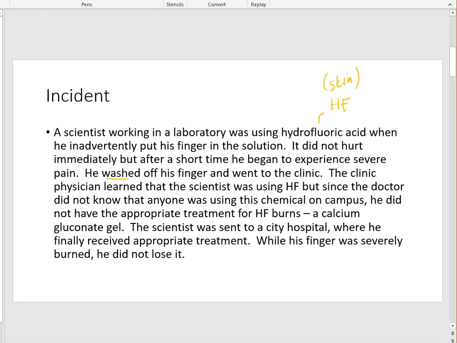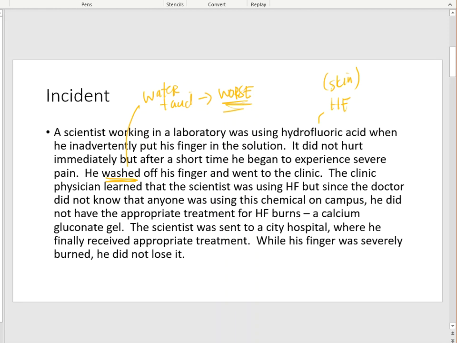Okay, now here's a problem area: washed. So we have an acid spill, an acid exposure, and a lot of times wash means water. And water and acid makes things worse. There's a reaction that happens between them. So this could actually make the burn even nastier than what it was before. But he washed his finger off and he went to the clinic. So that was good news, right? He knew kind of where to go just to let someone else take a check of it.